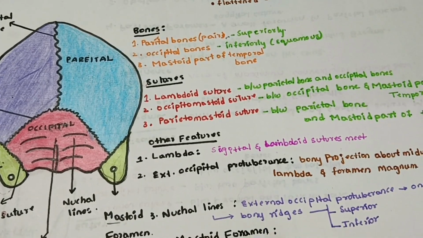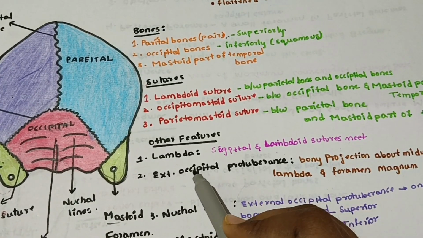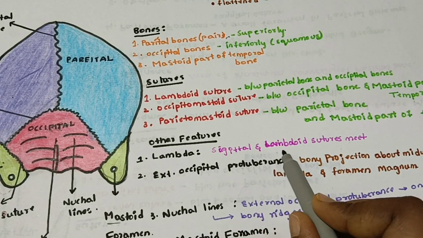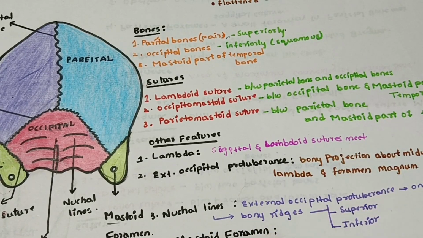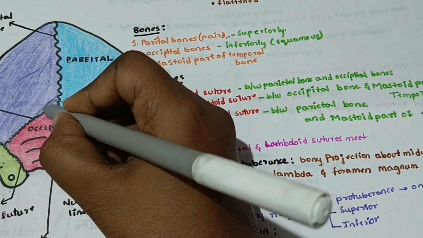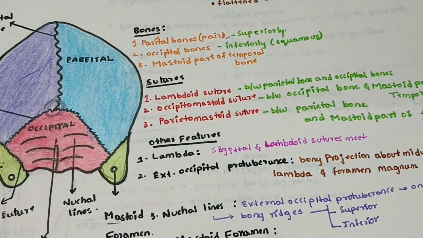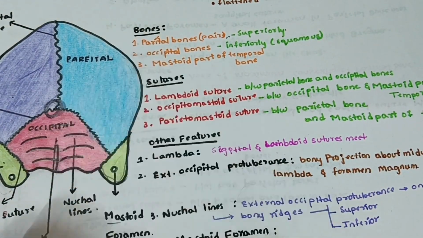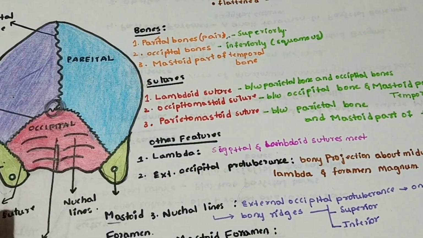Now another feature, some important features: lambda. What is lambda? The point where the sagittal and lambdoid sutures meet. That point is the lambda. This part is the lambda, the point where the sagittal suture and the lambdoid suture meet.